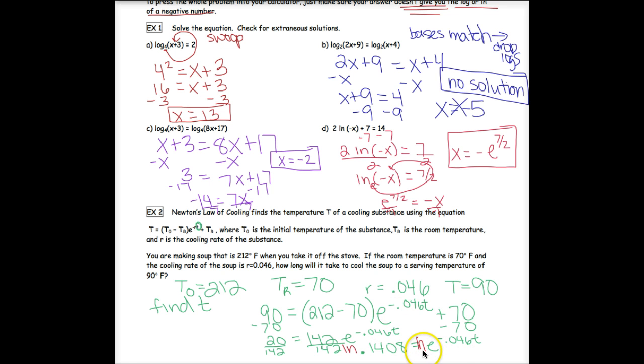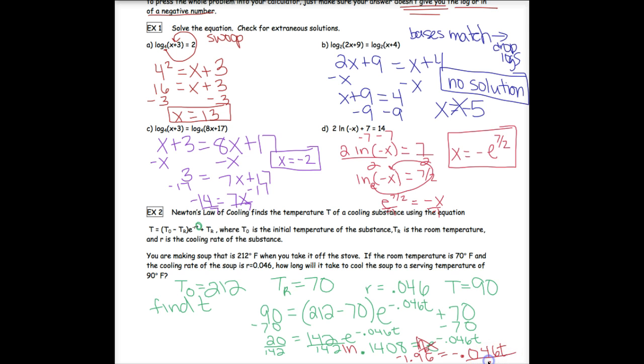When I do that, remember, because the base of the natural log is e and the base of this exponent is e, we can apply the property where when the bases match, the log and bases cancel out. So natural log of 0.1408, I can actually type that into my calculator. So type in ln 0.1408. Hopefully you get negative 1.96, and again the log and the bases canceled out over here, so I've got that equal to negative 0.046 t. So now all I have left to do is divide.